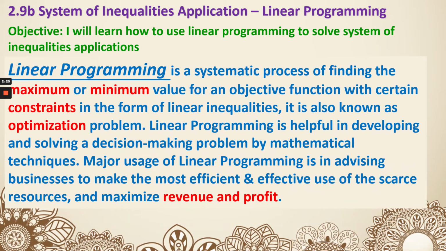So linear programming is a systematic process of finding the maximum or minimum value for an objective function with certain constraints in the form of linear inequalities. For now, we can only deal with linear inequalities because that's the only thing we have learned. In the future, you're also going to learn quadratics and different kinds of curves, and they can help you do these kinds of questions even more precisely. This process, linear programming, is also known as an optimization problem.